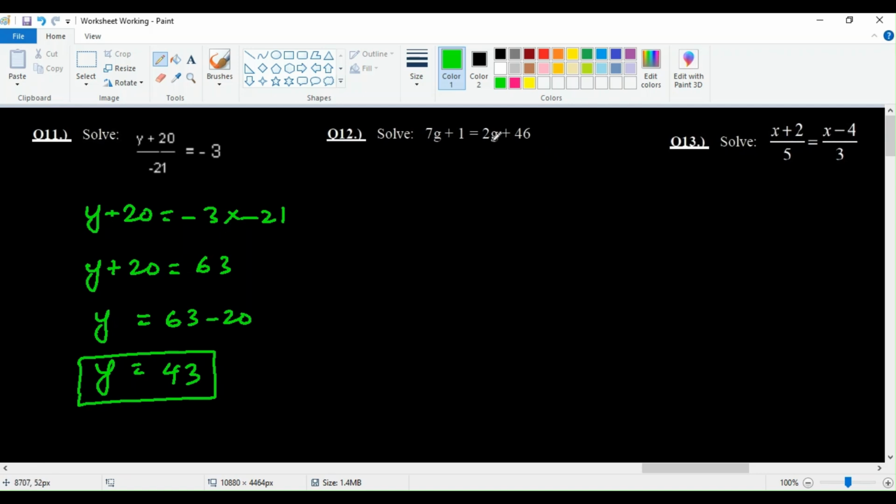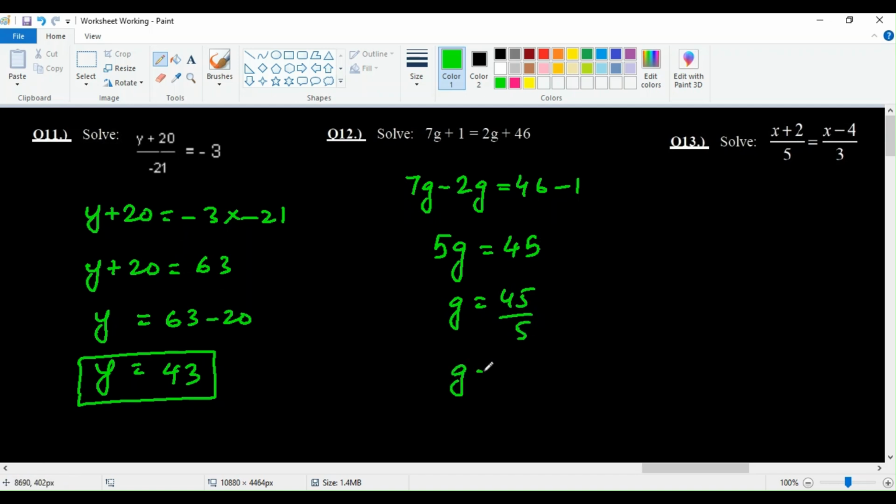When it comes to like terms on both sides, or you can say variables on both sides, so 7g will stay here, and plus 2g will come from the other side and becomes a minus 2g, and 46 plus 1, this plus 1 will go to the other side and becomes a minus 1. So numbers on one side and variables on one side. 7 minus 2 is going to give us 5g, and 46 minus 1 is going to give us 45. That means g will be equal to 45 divided by 5 to give us g equals 9.